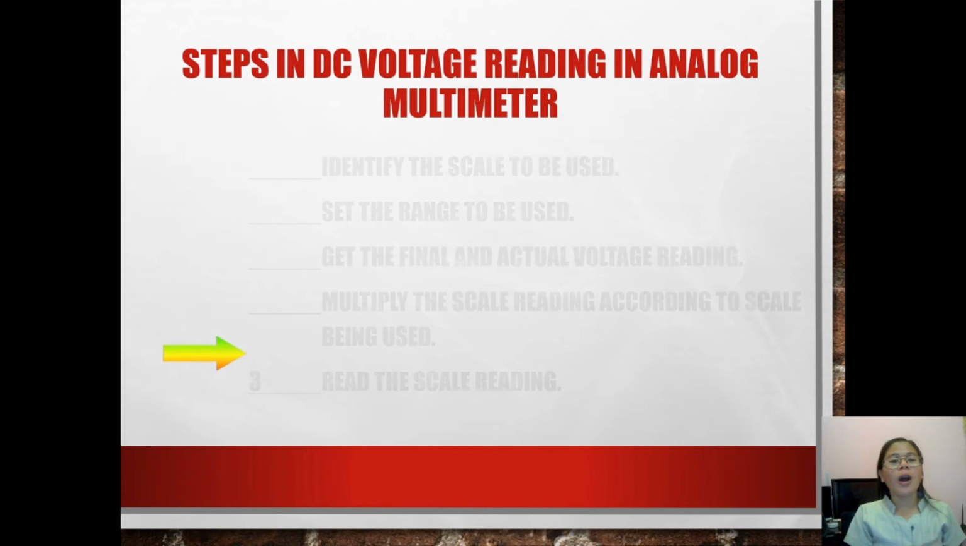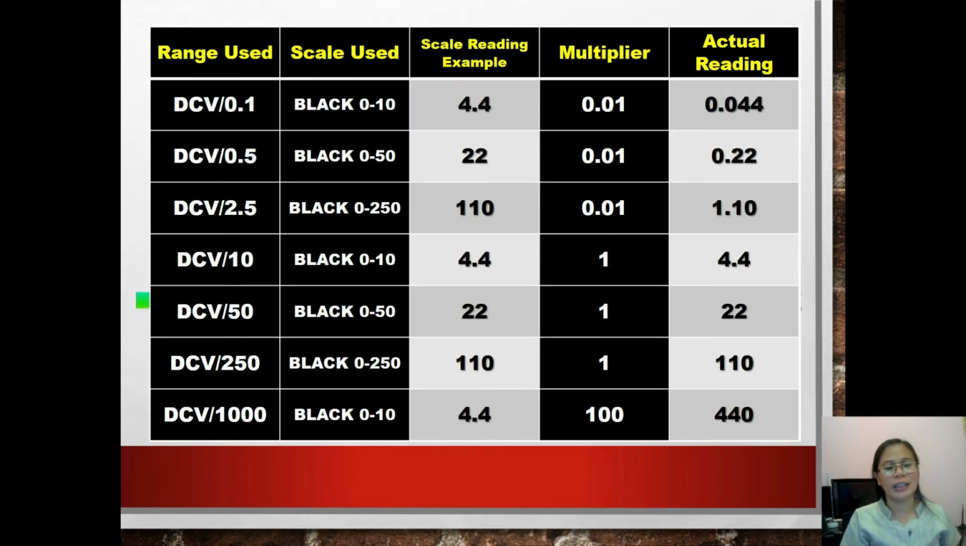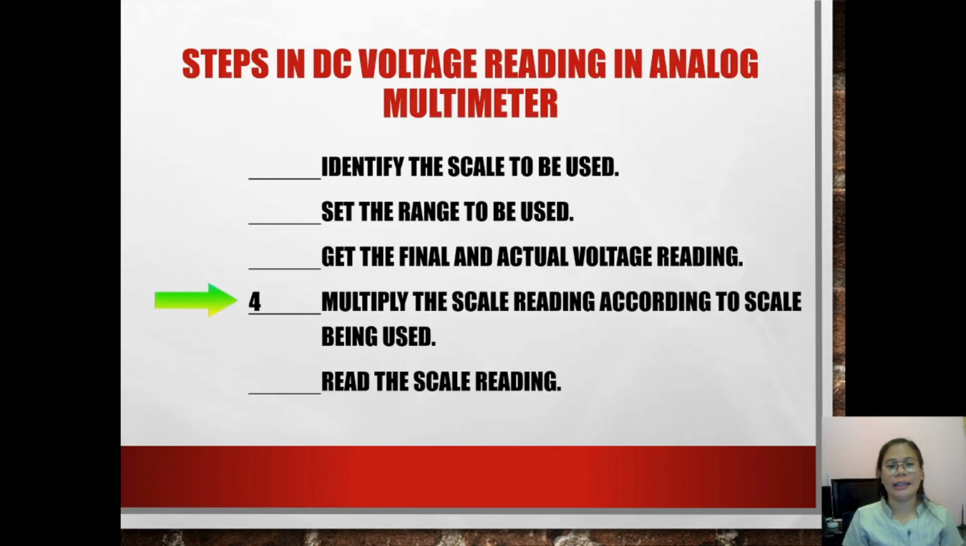Alright, our second to the last step is, very good, multiply the scale reading according to the scale being used. You are going to multiply the scale reading according to the scale being used, and you will use the voltmeter chart. So this is the voltmeter chart. In different ranges and different scales, you are going to multiply by a different multiplier. Okay, let's proceed to the last step in DC voltage reading in an analog multimeter.